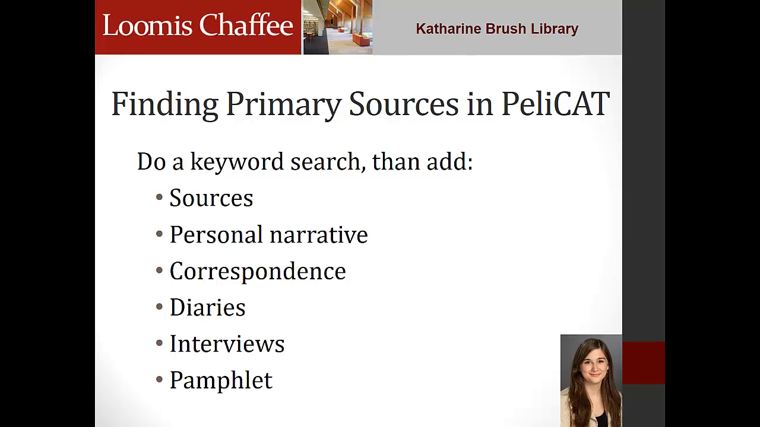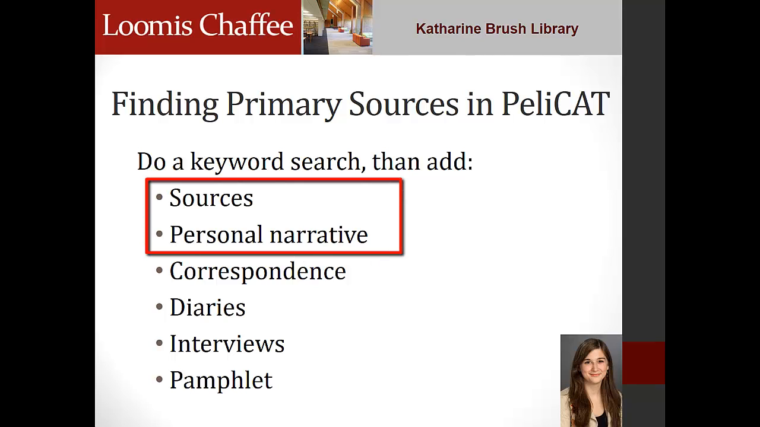First, I'm going to show you some simple techniques for finding primary sources in PelliCat, the library catalog. You should do these types of searches in PelliCat rather than EDS. If you searched in EDS, you would get too many results. One good technique is to construct a keyword search using words that relate to your topic. Then add one of these 6 words: sources, personal narrative, correspondence, diaries, interview, and pamphlet. You should focus on personal narrative and sources. These terms are used the most frequently in the subject headings.